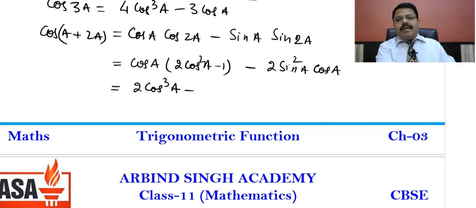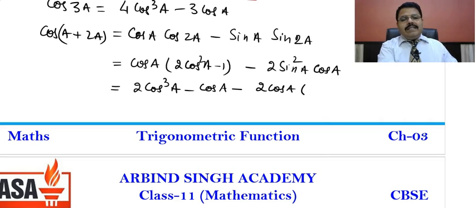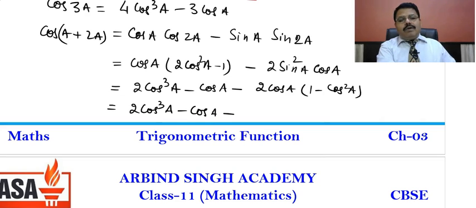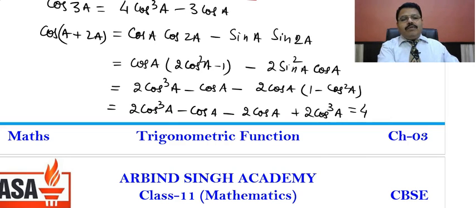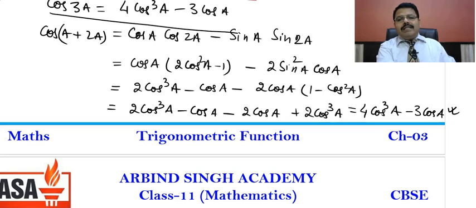Cos A multiplied by 2 cos square A is 2 cos cube A, and cos A multiplied by 1 is cos A, minus 2 cos A times sin square A, and sin square A becomes 1 minus cos square A. So that will be 2 cos cube A minus cos A, minus 2 cos A, and minus minus plus 2 cos cube A. So 2 cos cube A plus 2 cos cube A is 4 cos cube A, and cos A minus 2 cos A is minus 3 cos A. This is what we wanted. So this is another formula.